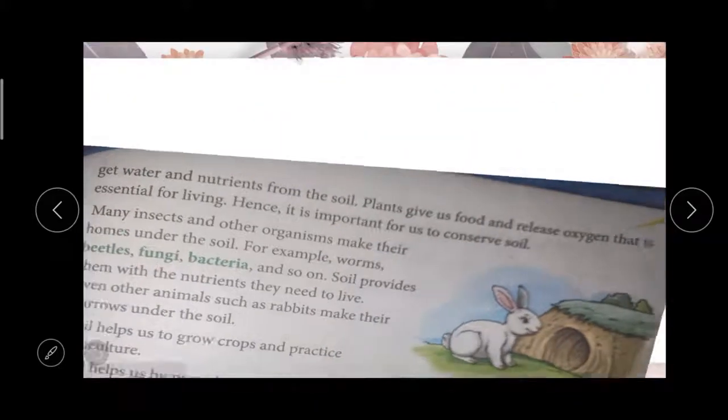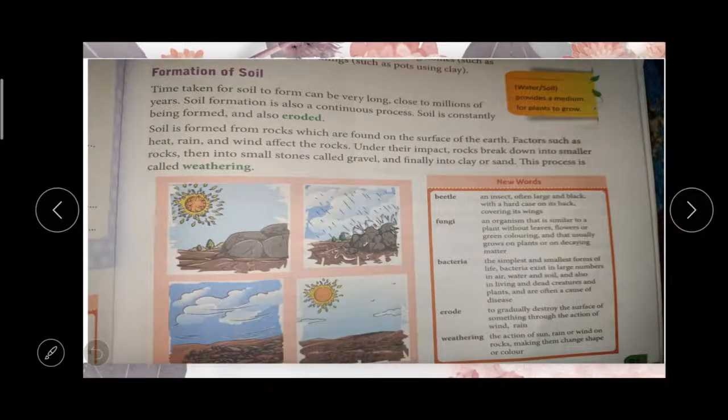The next one is formation of soil. How is soil formed? Soil formation takes a very long time, nearly millions of years. Although soil formation is a continuous process, it takes millions of years to form. On one side soil is forming, and on the other side it is eroding. It is taken away by the wind or water.